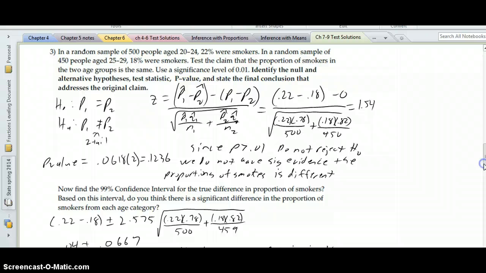Number 3 is 2 proportions. We're checking to see if the proportion of smokers in these 2 age groups are the same or not. So our null is that they are the same. The alternative is that they're not the same, not equal to. So this is a two-tail test again. We calculate our z-stat here to be 1.54. If we look that up on the z-table, we get 0.0681. If we double it, that gets us up to 0.1236. Either way, both are much greater than 0.01, which is our significance level up here. So we do not reject the null. We don't have significant evidence the proportions of smokers are different.